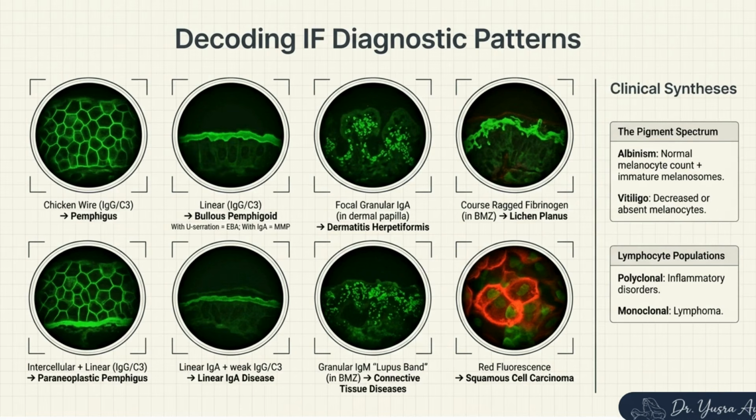Now let's discuss depigmented conditions like albinism, which has immature melanosomes, and vitiligo, which has decreased or absent melanocytes. Polyclonal lymphocyte populations usually suggest inflammatory condition, whereas monoclonal raise suspicion for lymphoma.